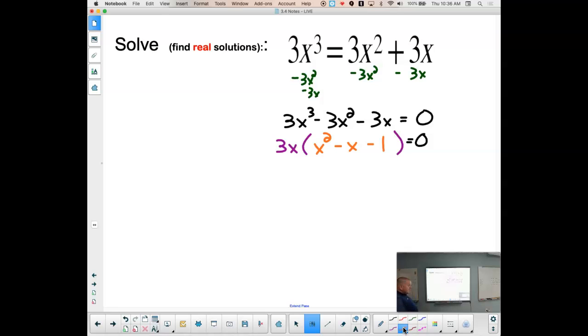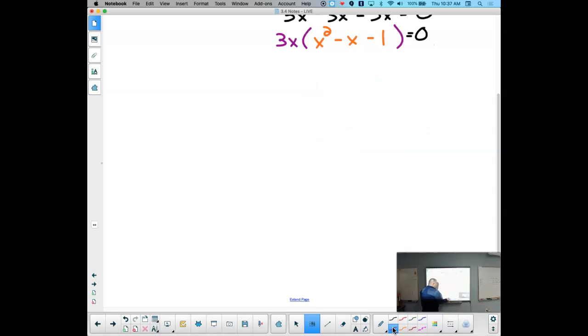Okay. Now the downfall of this trinomial is that there are no 2 numbers that multiply together to be negative 1 and also add to be -1. So that is an unfactorable trinomial. So we still continue on with our steps.